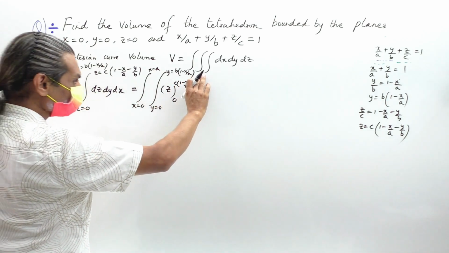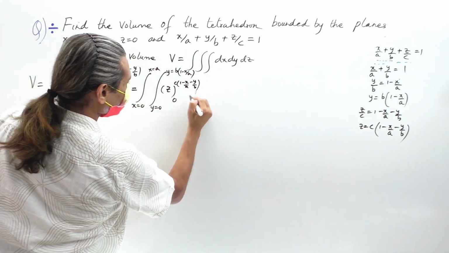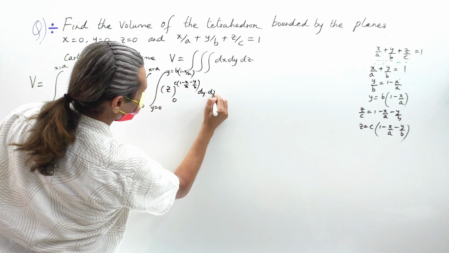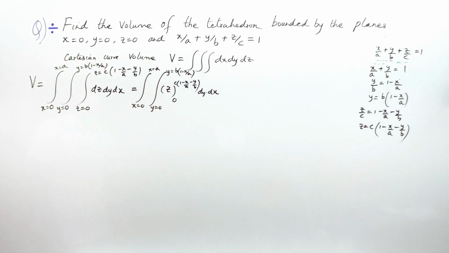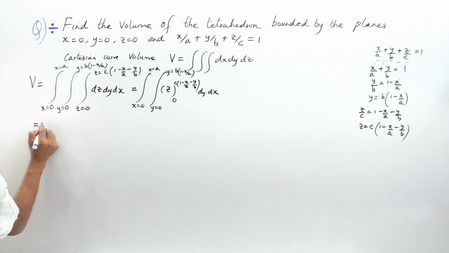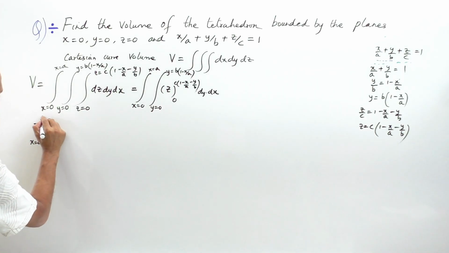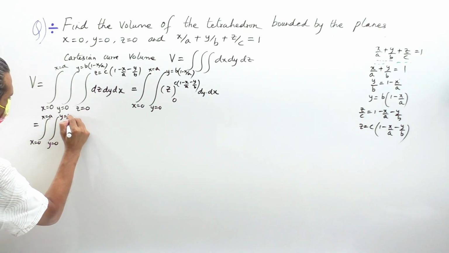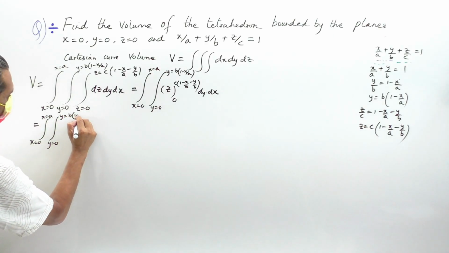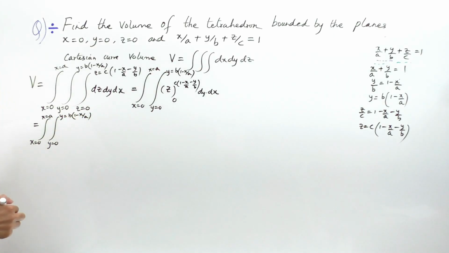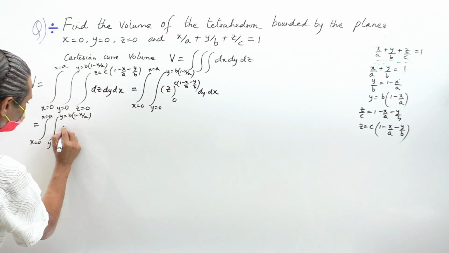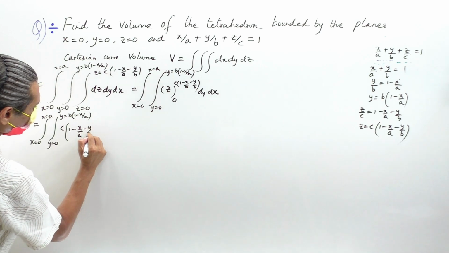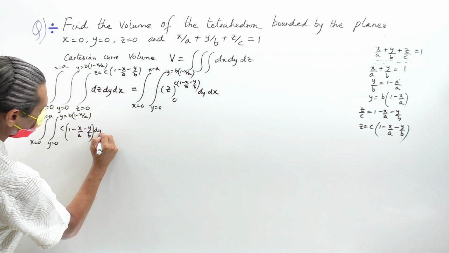What remains? I already integrated with respect to z. So what remains? dy into dx. Now let's put the limits here. So this will be again x equals 0 to x equals a as it is, y equals 0 to y equals b into 1 minus x by a as it is. Now when I put the limit, this will be c into 1 minus x by a minus y by b dy dx.